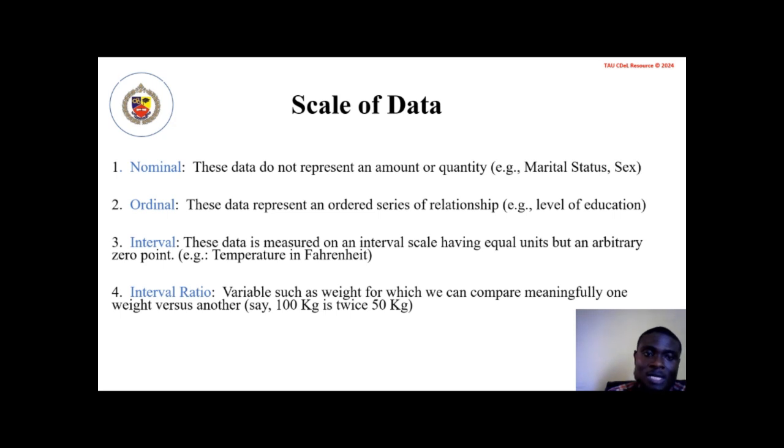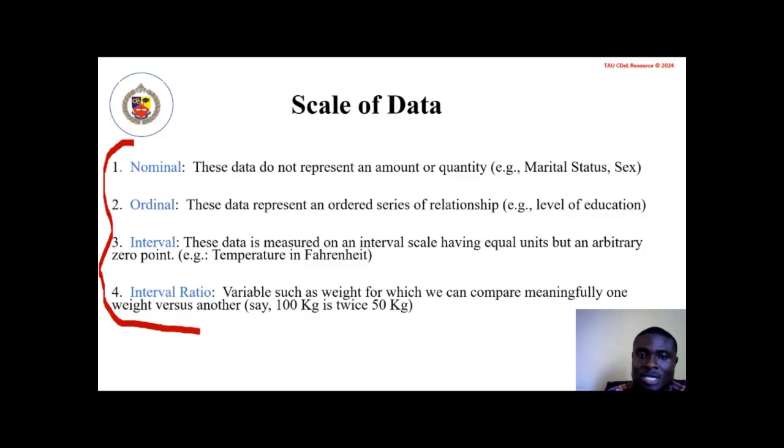We have the nominal, the ordinal, the interval, and the ratio. Oh my God, there are 4 in number. These 4 are very important. You need to study these 4 as if your life depends on it. Very, very important. An example of nominal data is marital status and gender, which is known as sex.